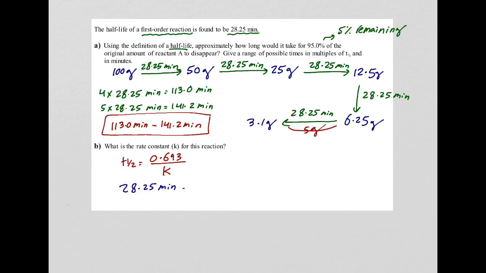The half-life is 28.25 minutes, equal to 0.693 over K, because I'm trying to figure out what K is. So my K is going to be 0.02454. What's the unit? 1 over minutes. It's a first order reaction and our time is in minutes. Yeah? Okay. So now I have the K. Every time they give you the half-life and you know it's a first order reaction, you can easily figure out the K. Okay, let's go to the next part.